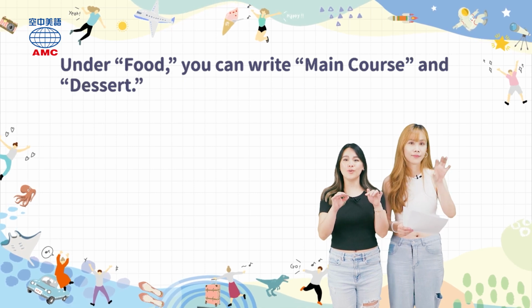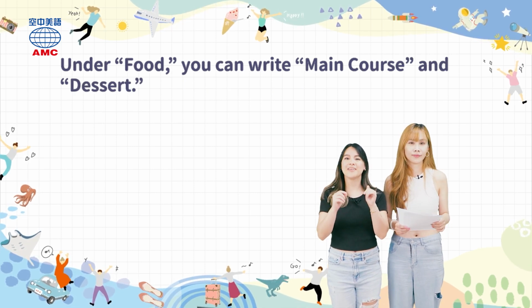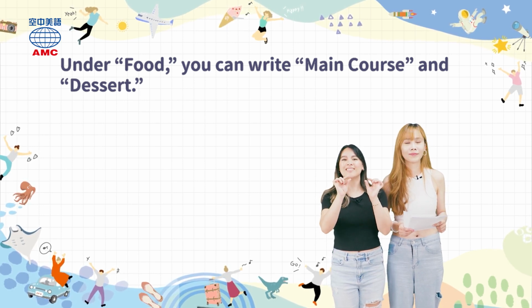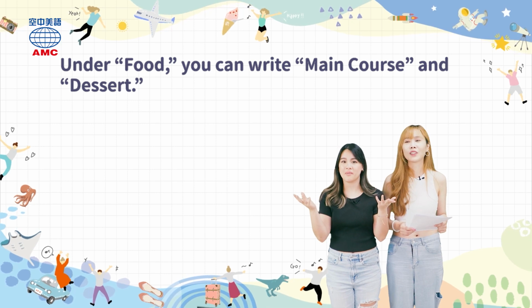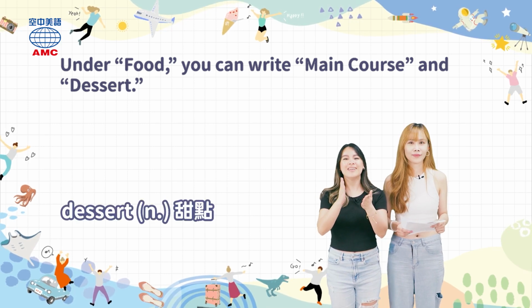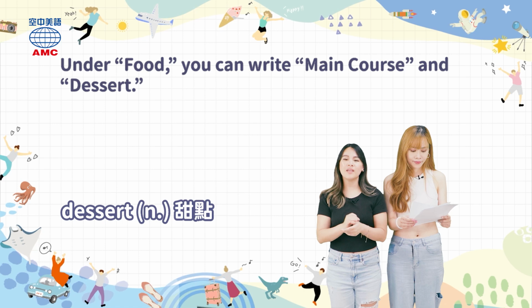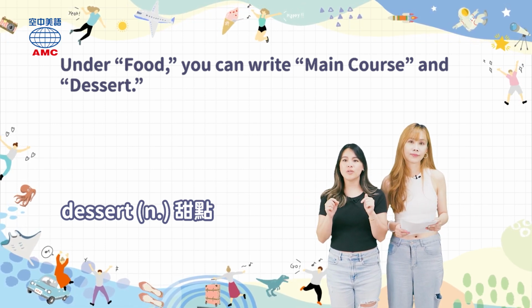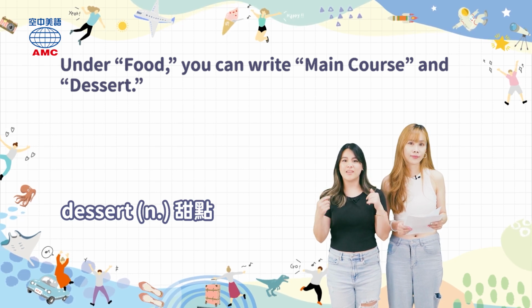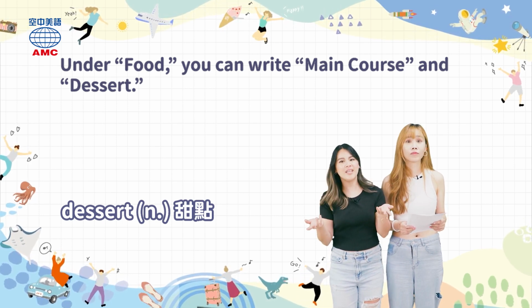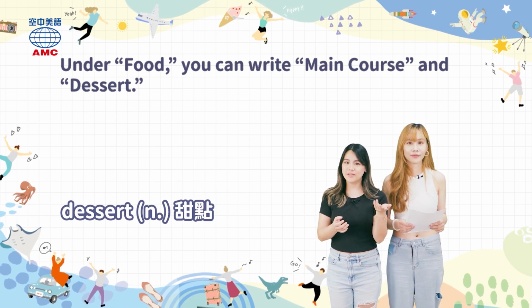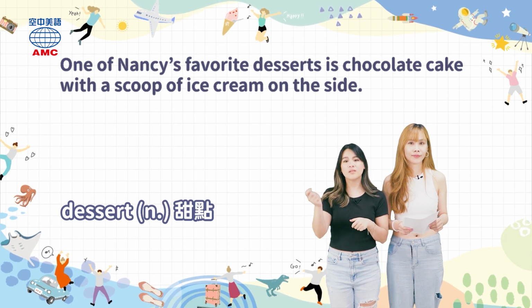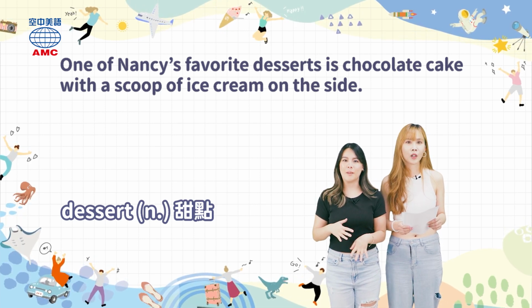It says under food, they're giving us more examples. For instance, under food, you can write main course and dessert. Okay, there can be a main dessert if you want. 我也想要吃. I know, right? Okay, anyways, dessert, here is a noun and it's basically cakes, puddings, and ice cream. These, of course, are the sweet treats or dishes you eat, usually at the end of the meal. But I guess you can have dessert any time of the day, right? Of course. Okay, for instance, we can say one of Nancy's favorite desserts is chocolate cake with a scoop of ice cream on the side. Yum, OK.